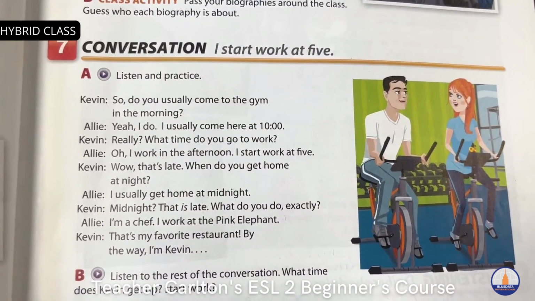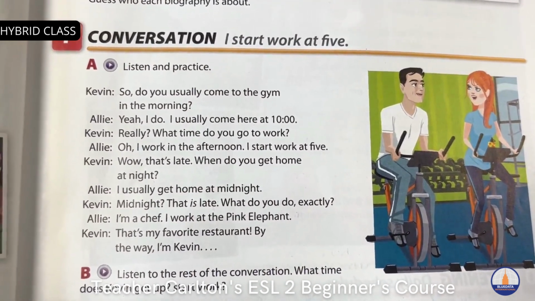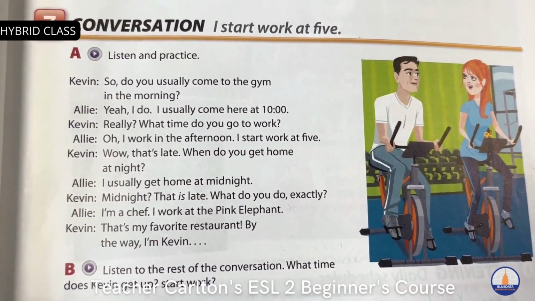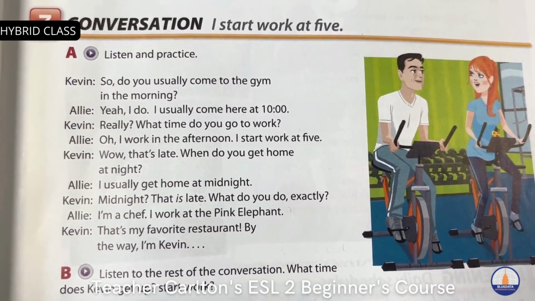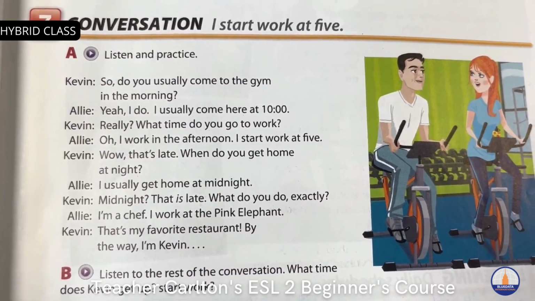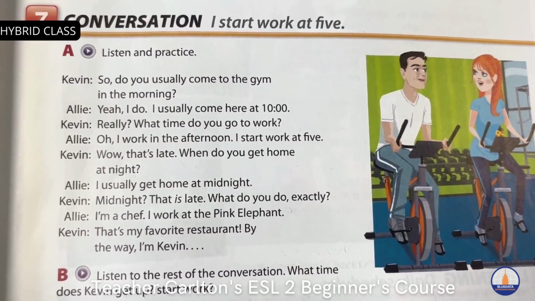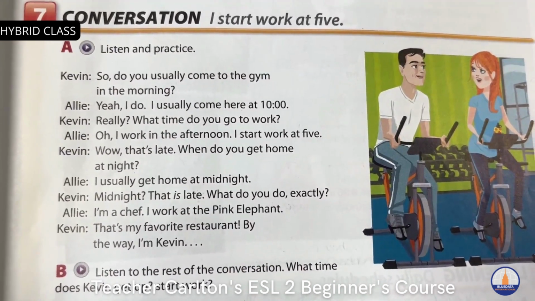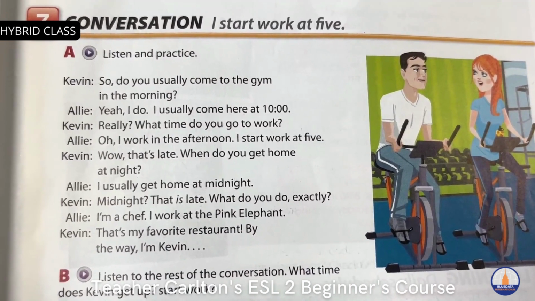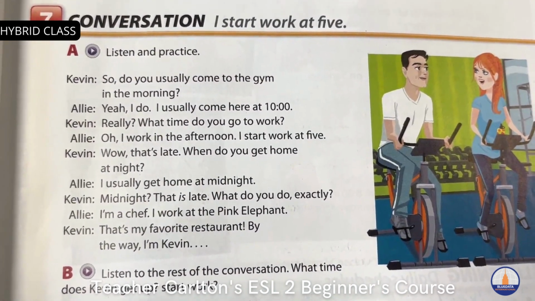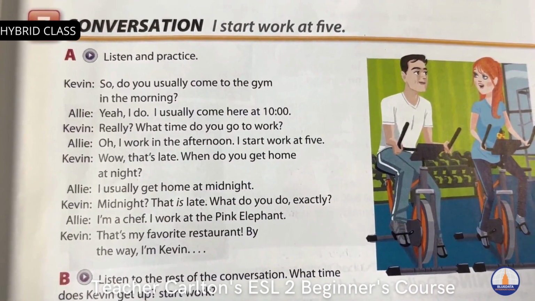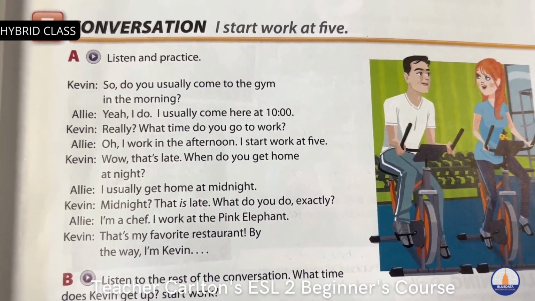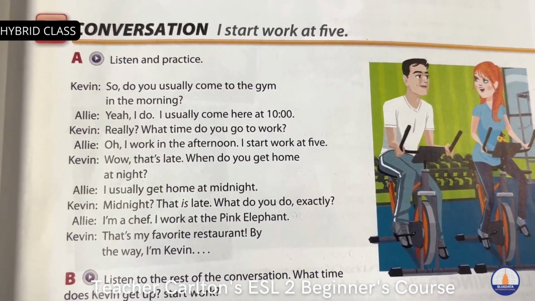So do you usually come to the gym in the morning? Yeah, I do. I usually come here at 10. Really? What time do you go to work? Oh, I work in the afternoon. I start work at 5. Wow, that's late. When do you get home at night? I usually get home at midnight. Midnight? Yeah. That is late. What do you do exactly? I am a chef. I work at the Pink Elephant. That's my favorite restaurant. By the way, I'm Calvin.